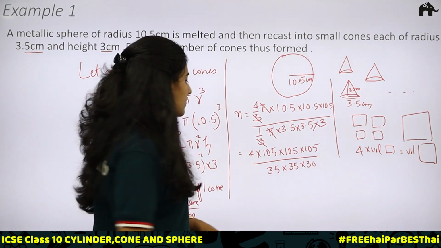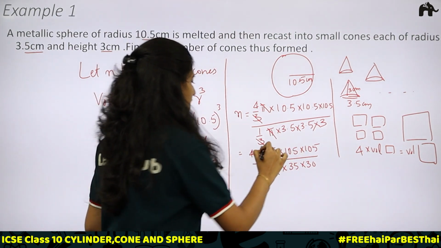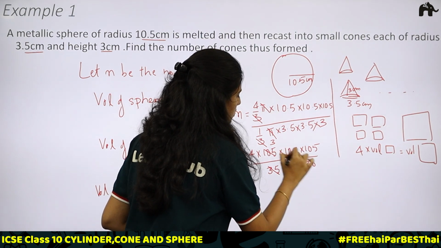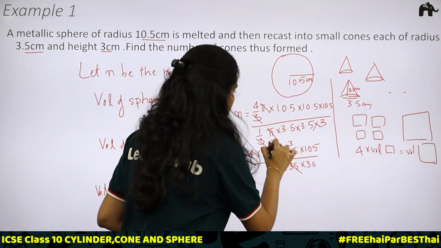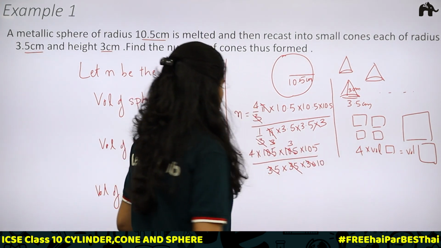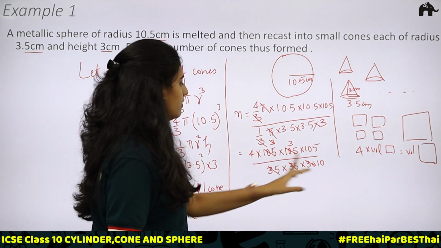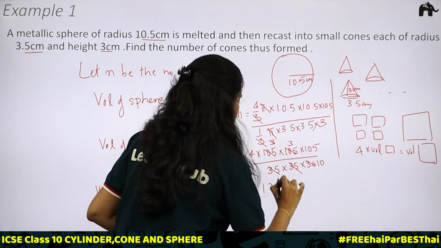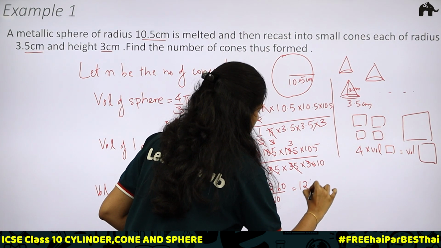Now, 35 into 3 is 105. So here we get a 3. 35 into 3, again 105. Again we are getting a 3. 3 and 30 can be cancelled. We get 10. So 4 into 3 into 105 divided by 10. When you do the calculation, you will be getting 1260 divided by 10, and that is equal to 126.